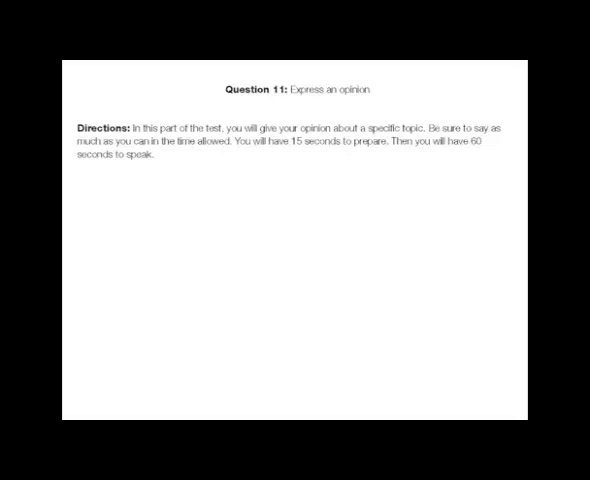Let's go ahead and take a look at the topic. In this part of the test, you will give your opinion about a specific topic. Be sure to say as much as you can in the time allowed. You will have 15 seconds to prepare. Then you will have 60 seconds to speak.